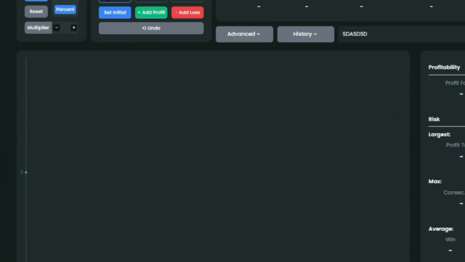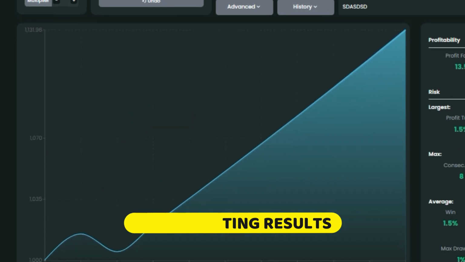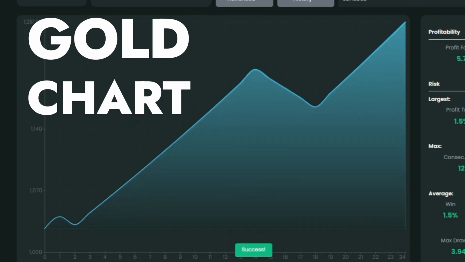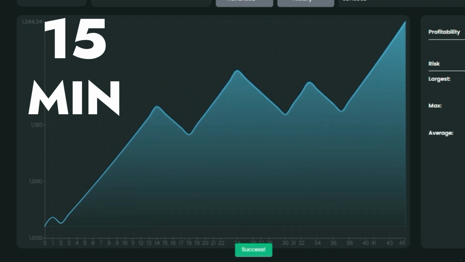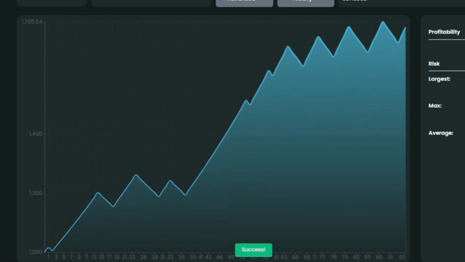So, it's now time to share some exciting results, traders. We tested our strategy on the gold chart using a 15-minute time frame and a risk-reward ratio of 1 to 1.5. Guess what? It performed incredibly well.